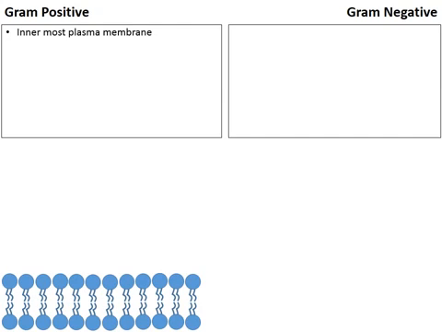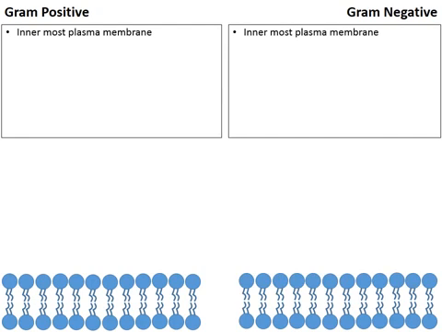So let's do a little compare and contrast, gram-positive versus gram-negative bacteria. Gram-positive bacteria have an innermost plasma membrane, and there it is in my drawing. And the gram-negative bacteria also have an innermost plasma membrane. So there's our phospholipid bilayer, the plasma membrane.